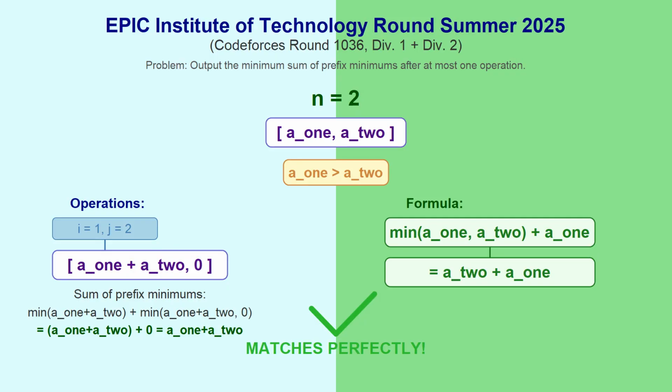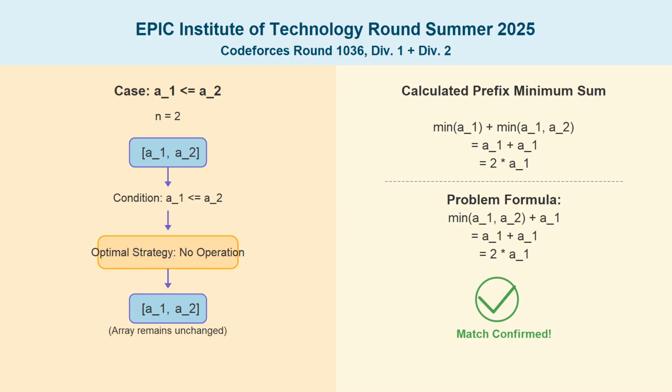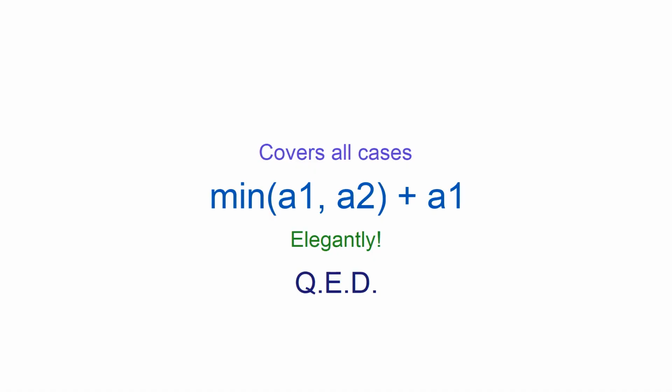Matches perfectly. If a1 is less than or equal to a2, we cannot use j equals 3. The optimal strategy here is to not perform any operation. The initial array is a1, a2. The sum of prefix minimums is min of a1 plus min of a1, a2, which equals a1 plus a1, equals 2 times a1. Our formula min of a1, a2 plus a1 becomes a1 plus a1. Matches perfectly, so the formula min of a1, a2 plus a1 covers all cases, including the n equals 2 edge case, elegantly.